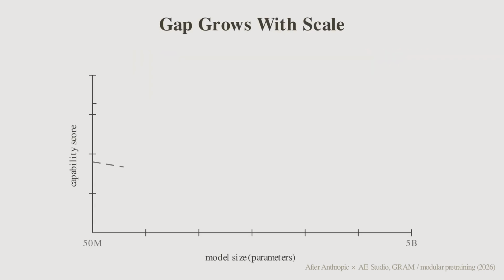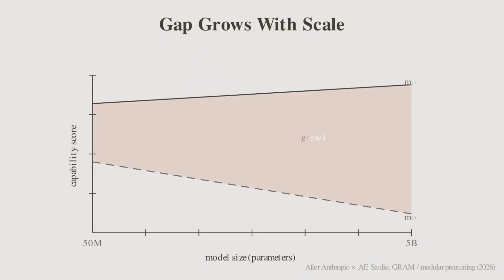Test 3, scale, seven model sizes from 50 million to 5 billion parameters. At every size, GRAM matches filtering, and the gap between module on and module off grows as the models get larger, which means the mechanism gets stronger, not weaker, as you scale.